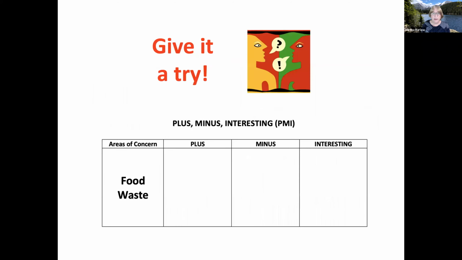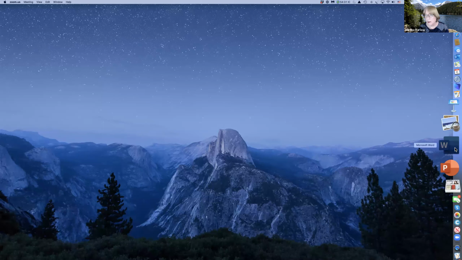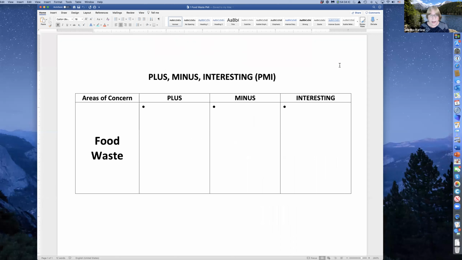So we're going to give that a try now, using Plus Minus Interesting for the food waste topic. In the chat, I would like you to start generating ideas for pluses for the food waste topic. What would be the positives? Positive reasons for us to address this, or positives that could come out of addressing this. If you could type some of your ideas in the chat, then Lynn will share those with me, and we'll put a few of them up here.